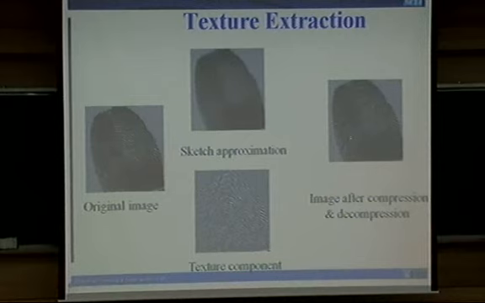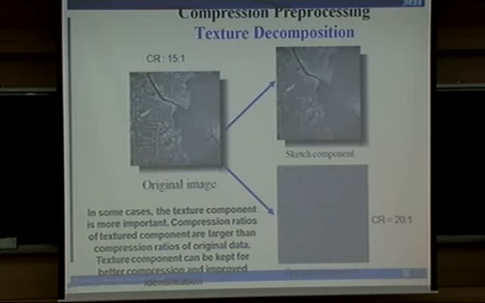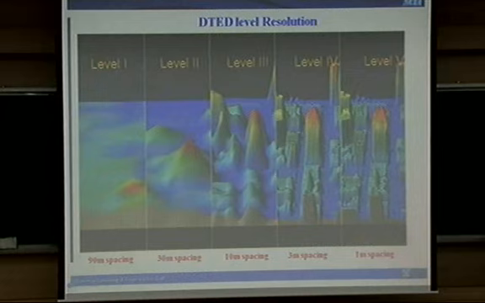So this is one of the techniques inside the compression. If you have an original image, then you can divide it into a sketch part and a texture part. Then using some compression, and then to decompress, you can get the result. Here is one, maybe not this one. I should read this one. Okay, this one.